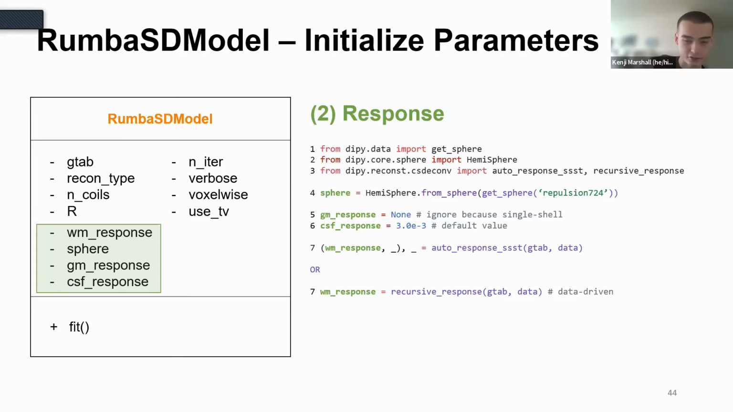You can also use this recursive response method. This is getting that spherical harmonic representation I mentioned earlier. It essentially tries to isolate which voxels have a single peak and averages those signals together in a spherical harmonic representation. And you can pass either of these white matter response objects on line 7 to Rumba directly, and they'll be used in the same way to construct that dictionary of rotated disks.